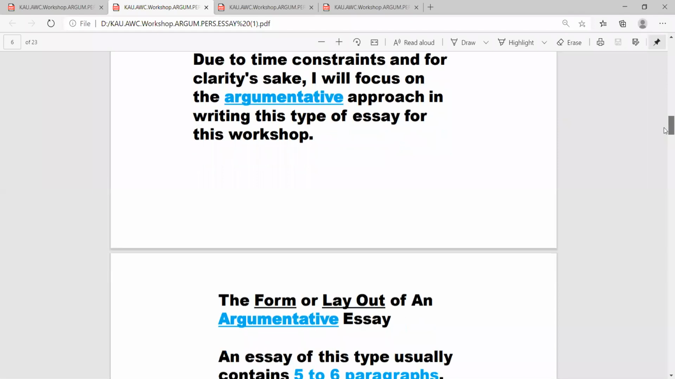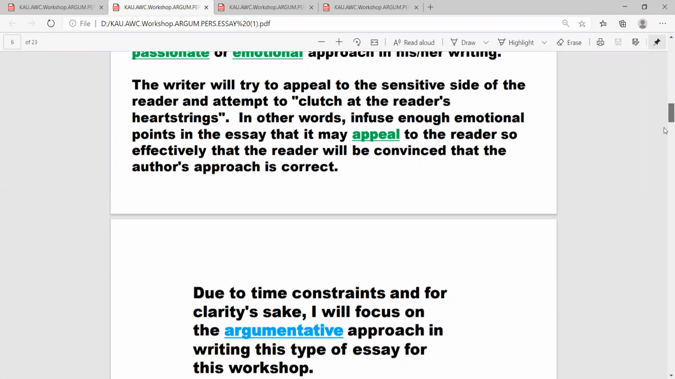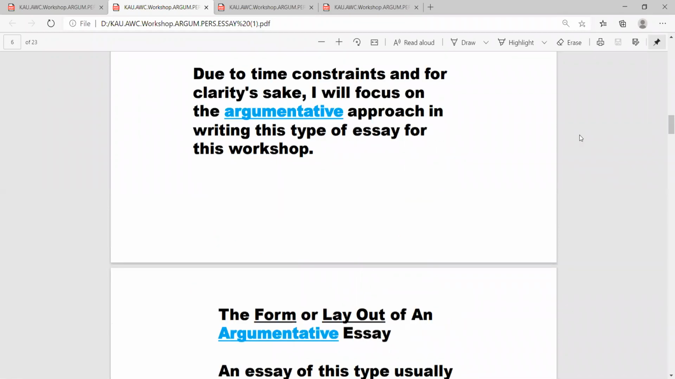Okay, so that's basically the difference between the emotional argument of a persuasive essay and the argumentative approach, which is based more on facts, evidence, statistics, okay?